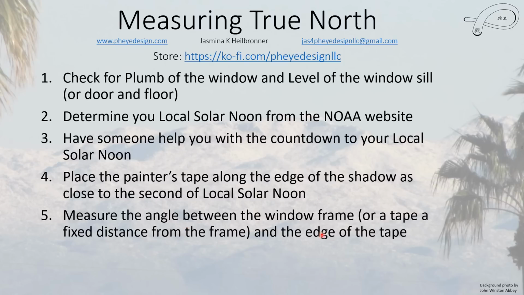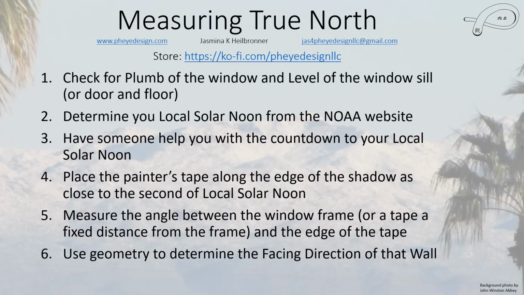Then you measure the angle between the window frame or a piece of tape a fixed distance from the window frame and the shadow, the actual position of the tape. And you don't have to do it immediately. It's when you have a chance. And then you use geometry to determine the facing direction of that wall. And because you know how your facing wall is with respect to this particular wall, which will have to be either a north or a south facing wall, depending on which hemisphere you're in, that is how you can determine the facing direction of your house.